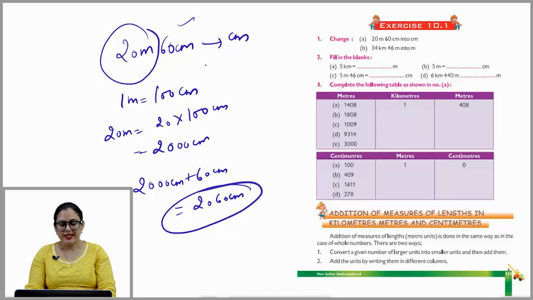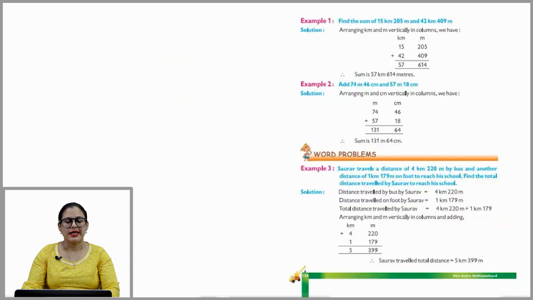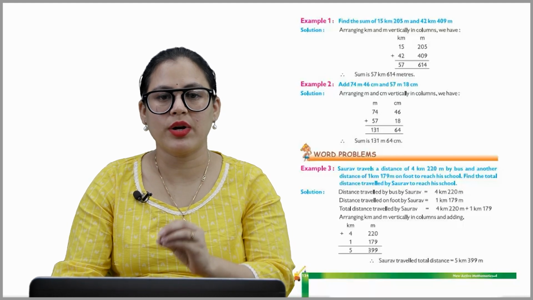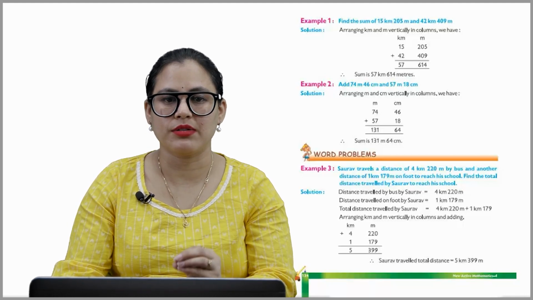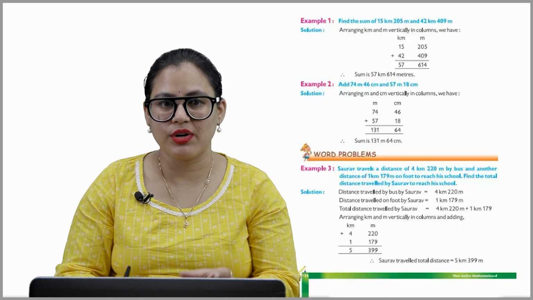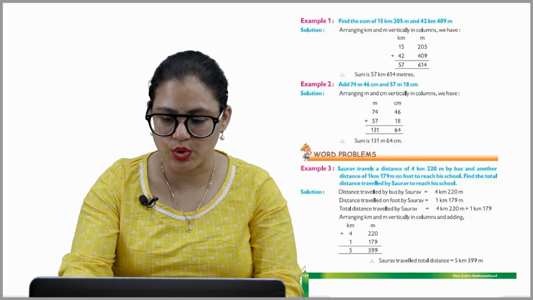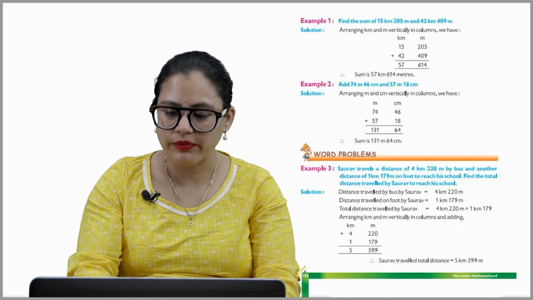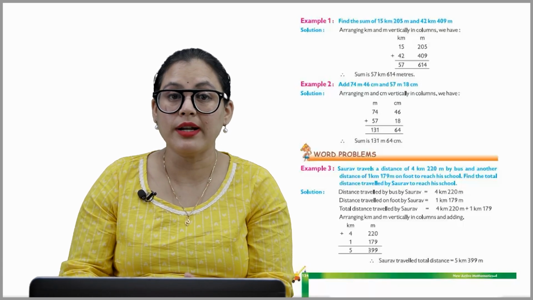Okay. Next, addition of measures of lengths in kilometer, meters and centimeters. Addition of measures of length, metric unit, is done in the same way as in the case of whole numbers. There are two ways. Number one, convert a given number of larger units into smaller units and then add them. Two, add the units by writing them in different columns. Example, find the sum of 15 kilometer 205 meter and 42 kilometer 409 meter. First, we will arrange them in columns of kilometer and meter. Okay, so we'll make two columns, one for meter, one for kilometer, and then we add the numbers just as we add the ordinary numbers.